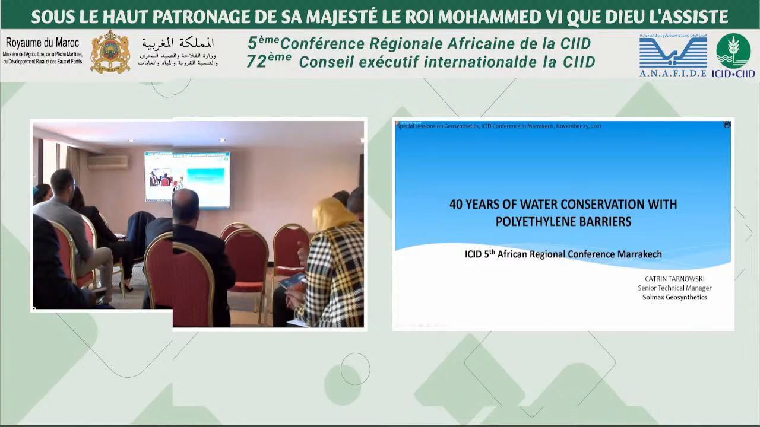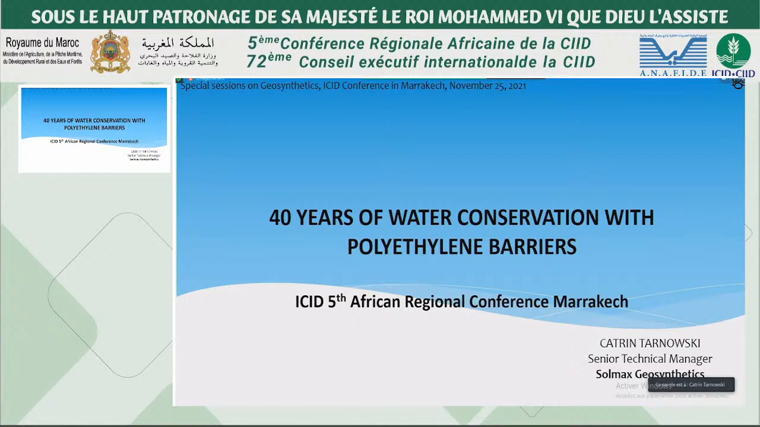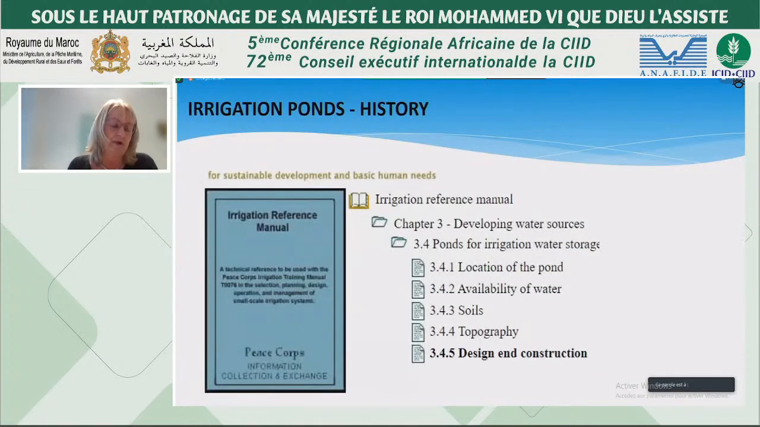Perfect. Thank you. So I will talk today about 40 years of water conservation with polyethylene barriers. So we are now about PVC, and we are a manufacturer for mainly polyethylene geomembranes, and they have been used in irrigation structures all over the years as well. While I was searching on the internet, I found that irrigation manuals were available in very early stages. This was from the Internet Archive, so the whole manual could be reviewed there.